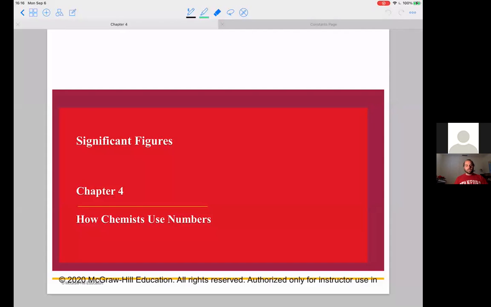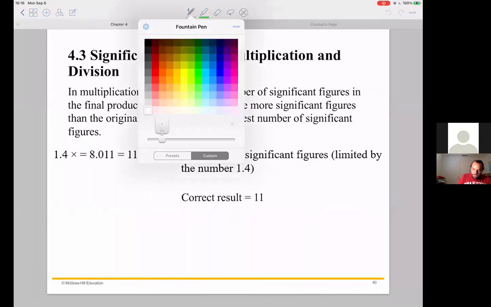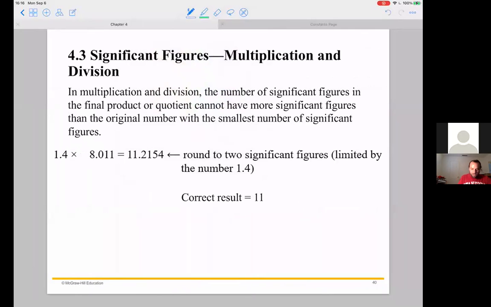All right, so now we're going to continue our discussion of significant figures, but now with a focus on combining numbers with sig figs, right? So now we're going to perform an operation where we multiply, divide, something like that, in order to get a new number. And how do we carry our sig figs?